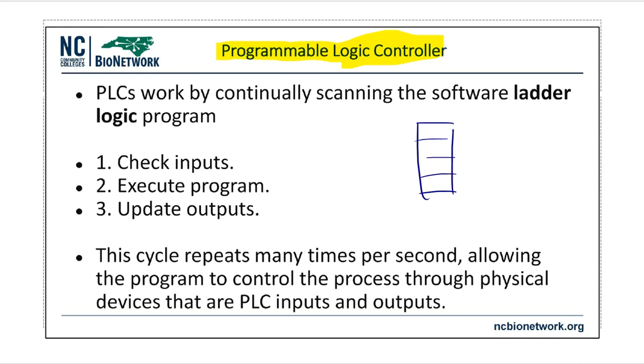So the PLC will take a look at that 60 and understand, okay, that is an important number. That's something that we need to pay attention to, and that's something that we need to track. Number 2, it says execute the program, and then number 3 says update the outputs.